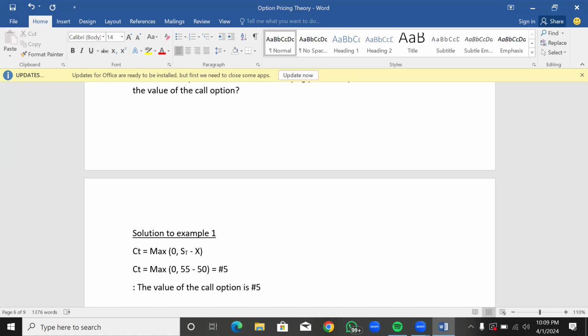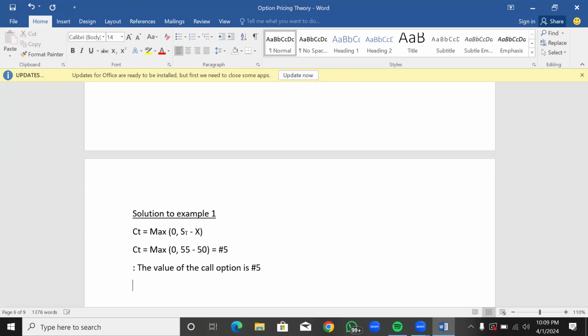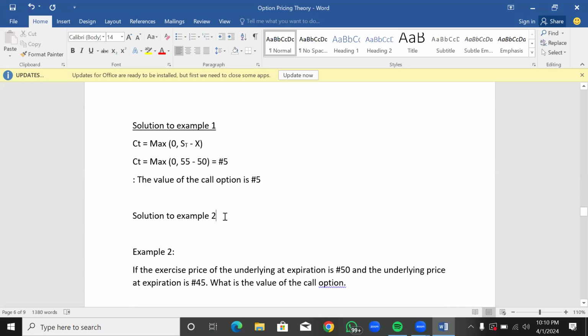So let's do example 2. Is there any question with example 1? There shouldn't be, this is straightforward. Can someone tell me the reason why I picked 5? It's greater than 0. Thank you very much. It's not just the difference, it's max, the highest between 5 and 0. That's why I picked it.